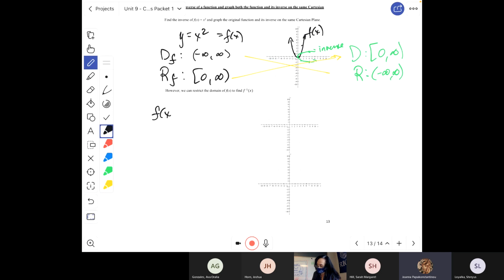Now, if I were to impose some domain restrictions on my original function, so what if I said I want to look at f of x equals x squared, but only when x is less than or equal to 0? So I'm starting with this. So if I'm starting with that, I'm only looking at this. Right? Is that one-to-one? Yes. It sure is. And its inverse would look like this, right?